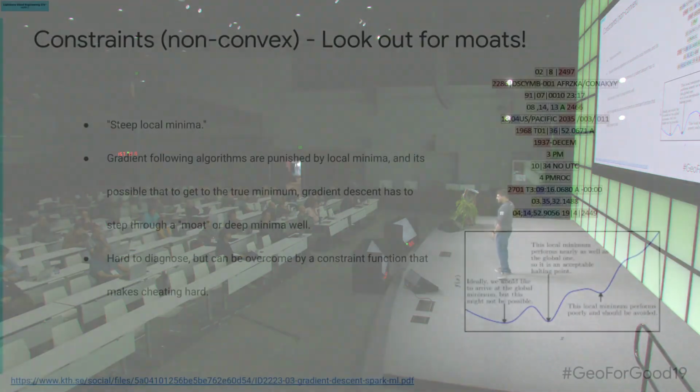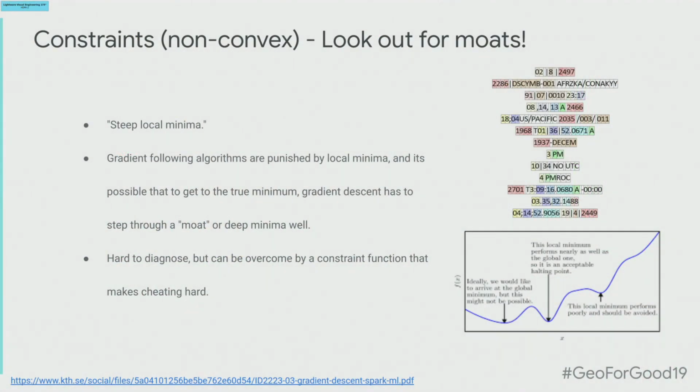So now we'll briefly talk about the neural net specific case. I guess that's not true, but really, non-convex problems, which are most. Look out for moats, and when I say moat, I'm referring to a steep local minimum, not the global minimum, not that which you seek. And this really punishes gradient following algorithms, because you can imagine that the topology of your loss function with respect to your inputs forms a well around the true minimum.